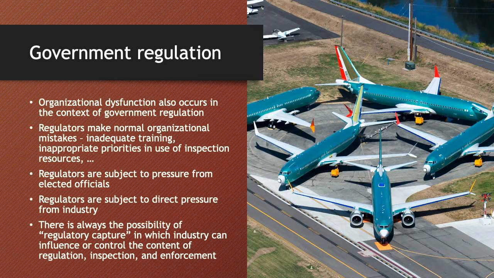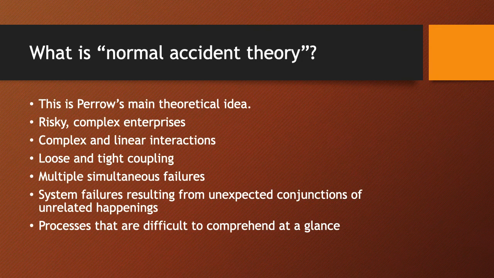But beyond these routine internal failures, we also have come to recognize that regulators are themselves subject to pressure from elected officials, from other government agencies, from presidents and senators and representatives and their staff. Regulators are subject to direct pressure from industry. And so there is always the possibility of regulatory capture, in which industry can influence or control the contents of regulation, inspection, and enforcement.